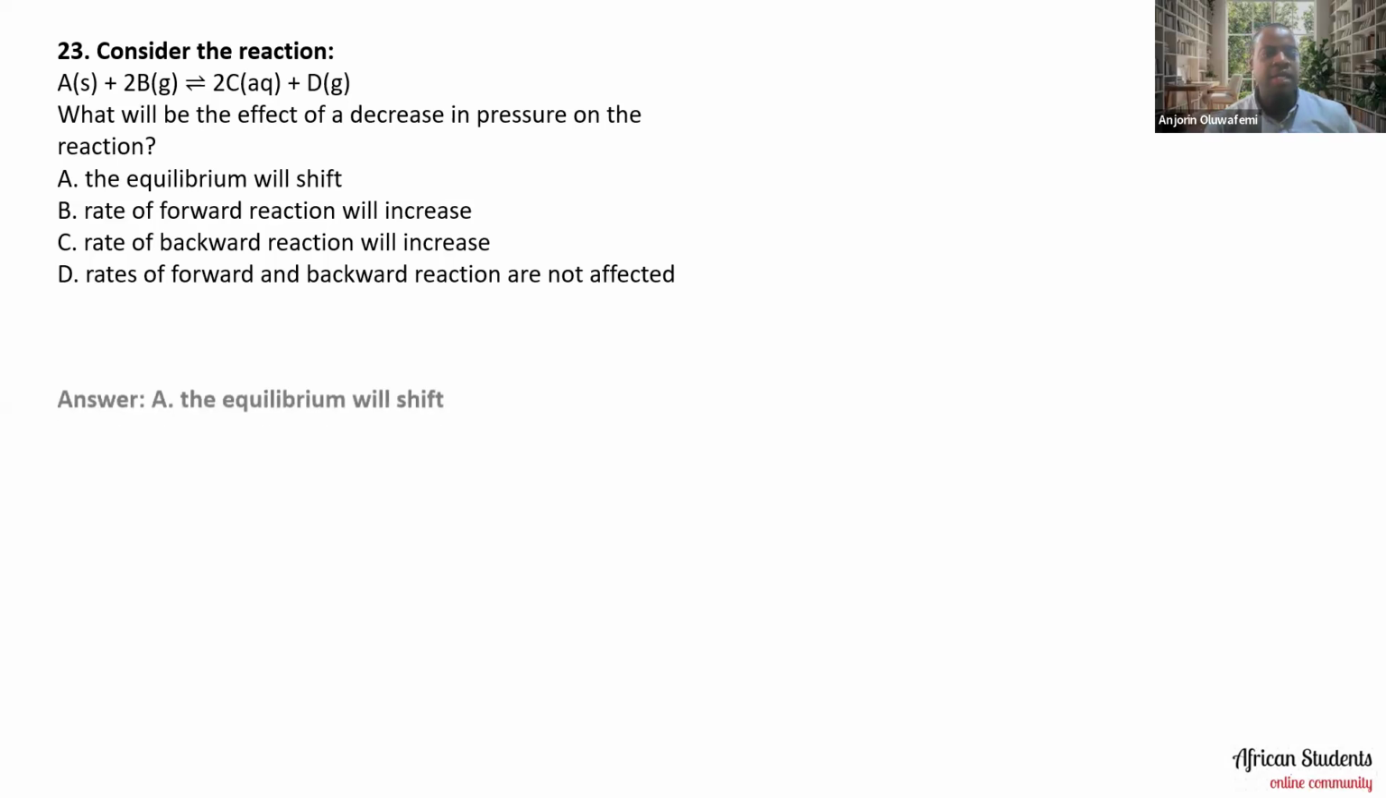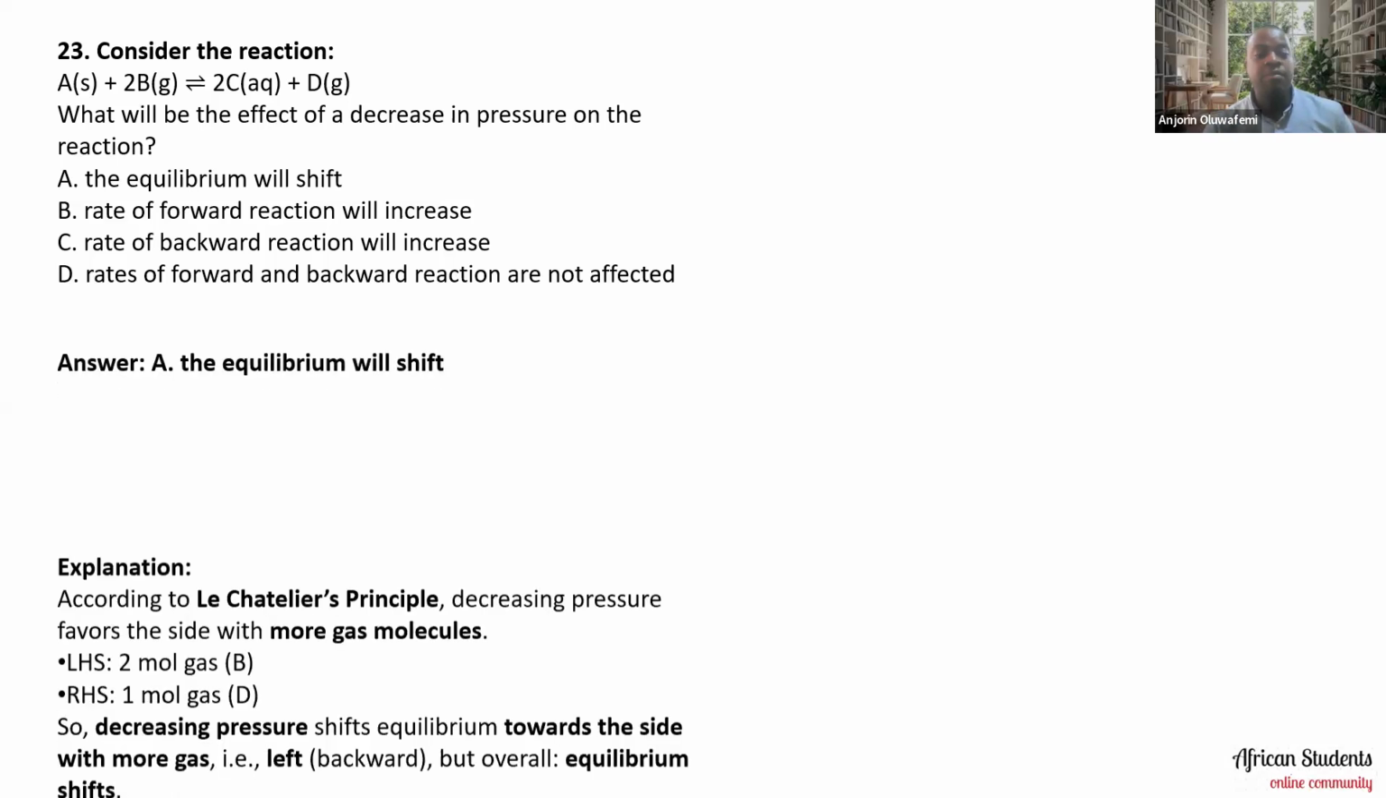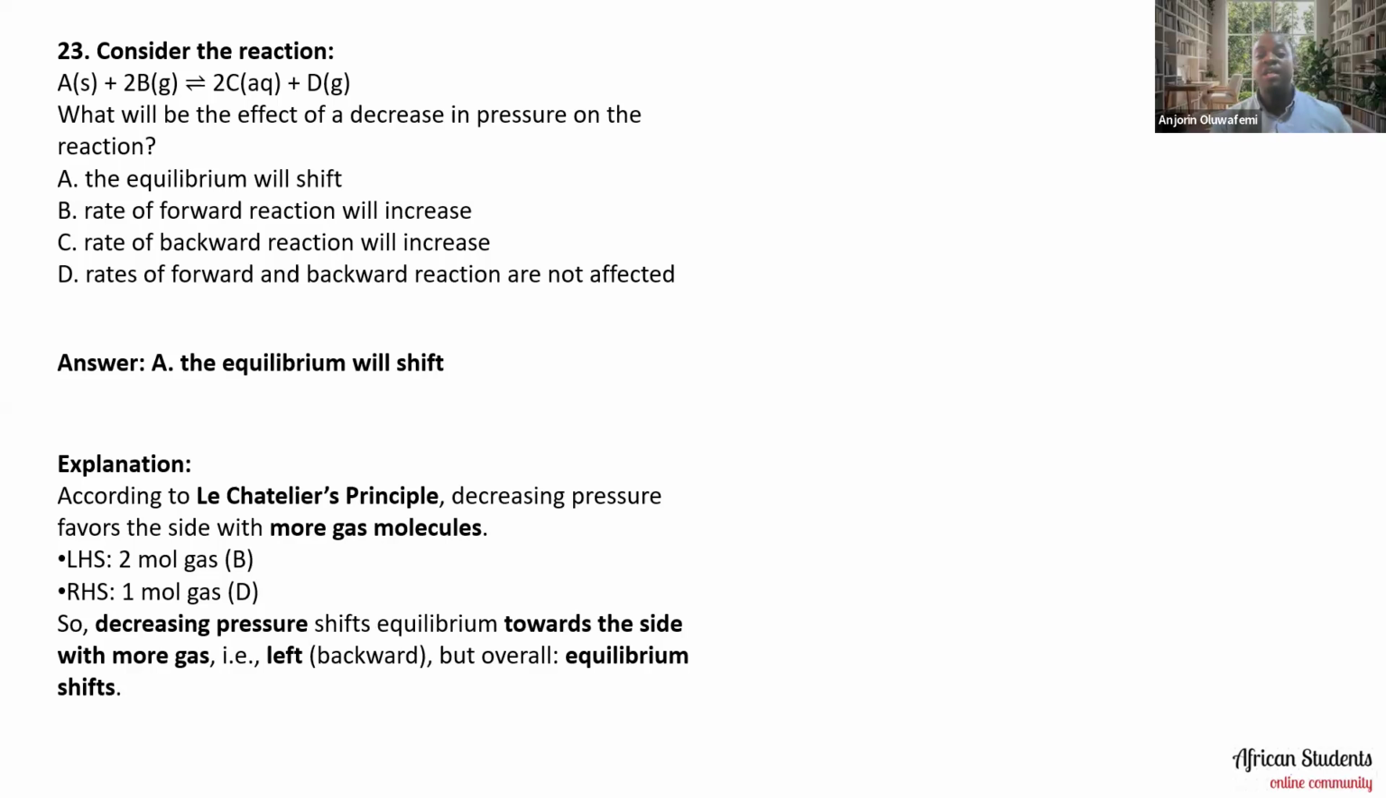Okay, so the answer is A, that equilibrium will shift. The basic explanation is that according to Le Chatelier's principle, decreasing the pressure favors the side with more gas molecules. On the left-hand side, we have 2 moles of gas, that's B, and on the right-hand side, we have 1 mole of gas, which is D. You understand? So decreasing the pressure shifts equilibrium towards the side with more gas. That is left, which is backward. But overall, equilibrium will shift.